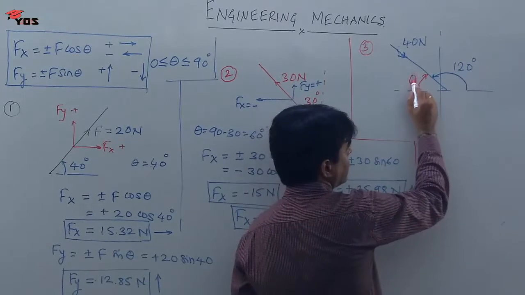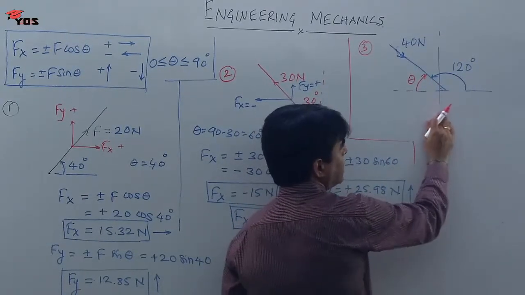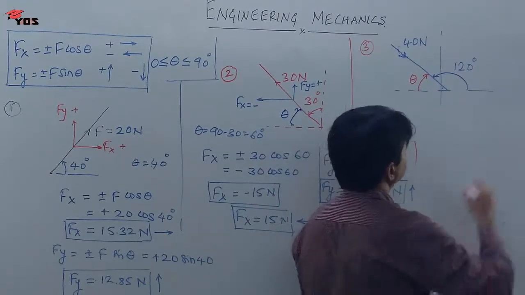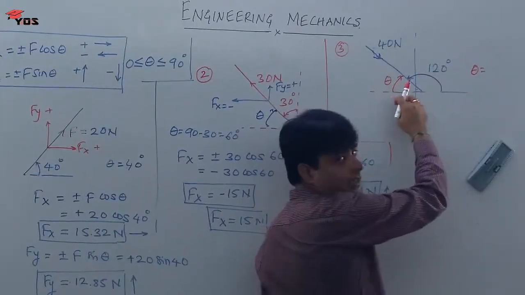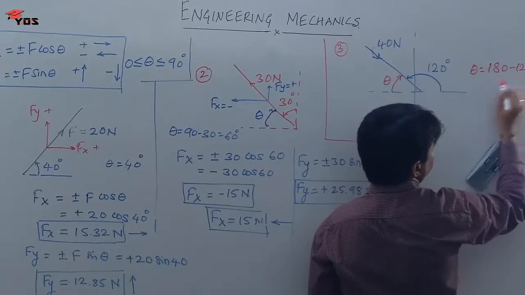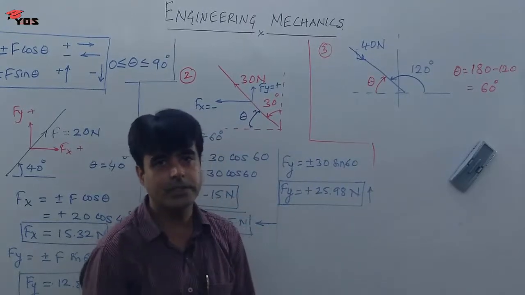So you can get this angle theta, that is also with horizontal, right? Now how to get this theta here? So theta is equal to, that is by geometry, 180 degree minus 120 degree, you get 60 degree. So theta equal to 60 degree.